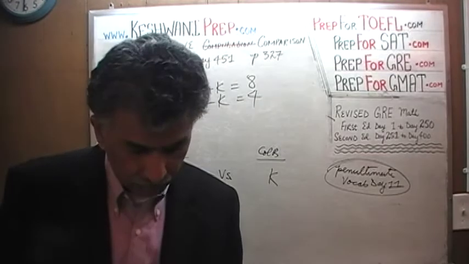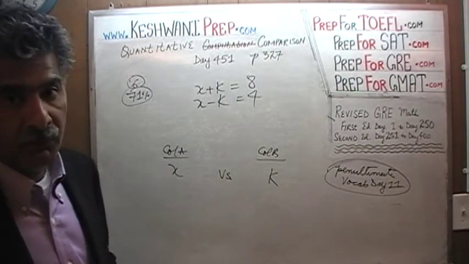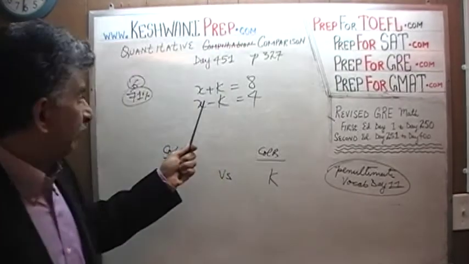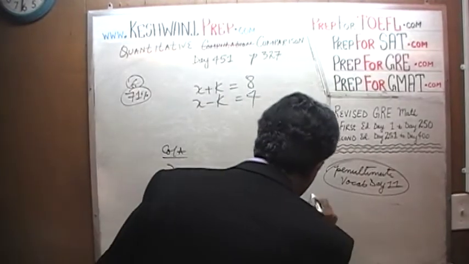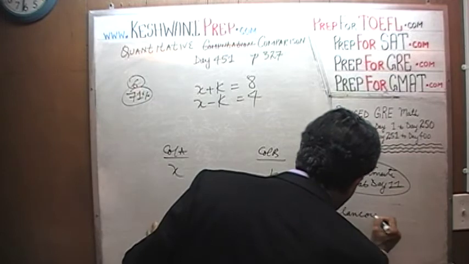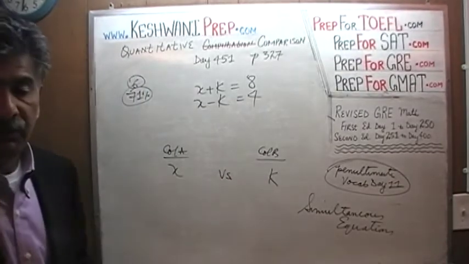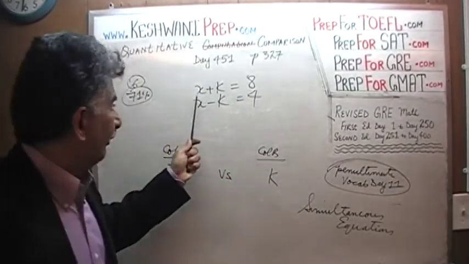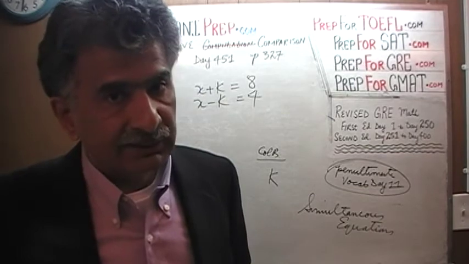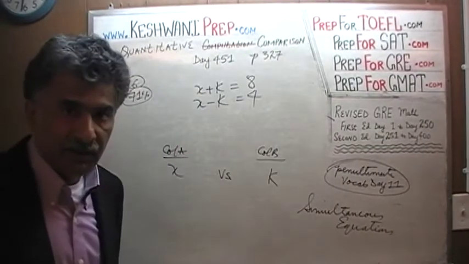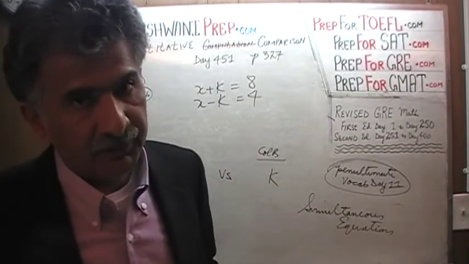If you recall, a couple of days ago, I believe it was day 449 or 448, we came across a similar problem where we encountered two equations. A pair of equations like these are called simultaneous equations. Why? Because whatever value we claim for x and whatever value we claim for k has to satisfy both of the equations at the same time, simultaneously.